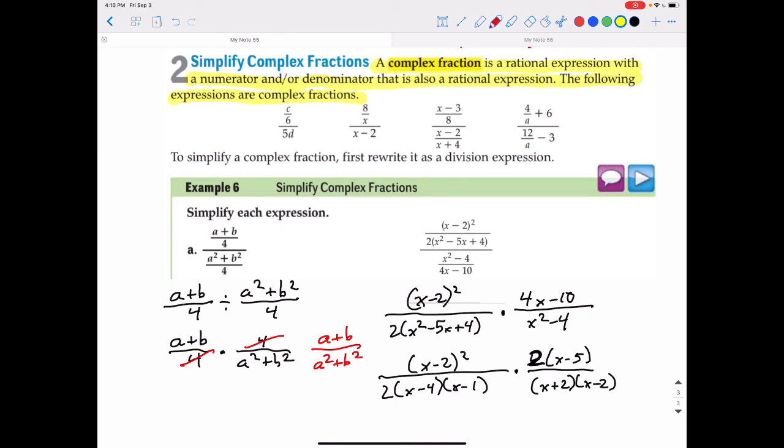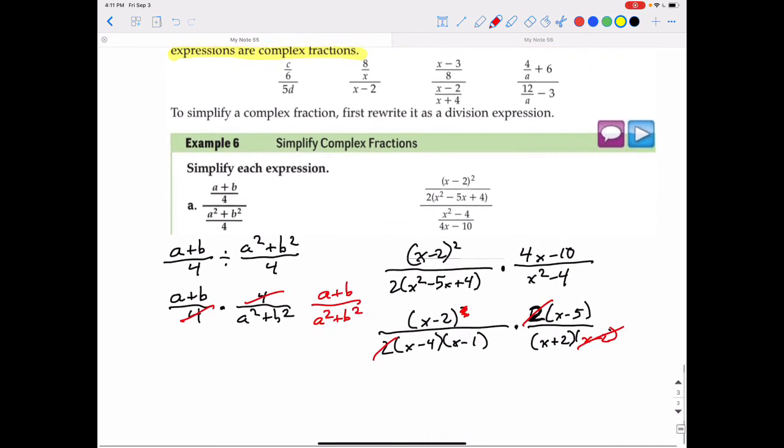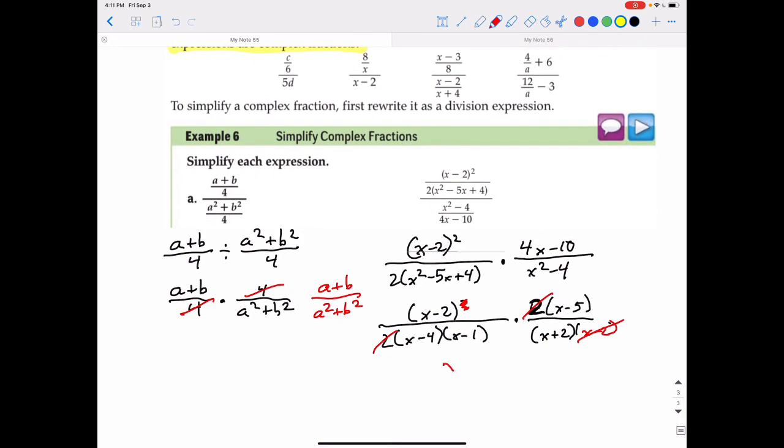And then what cancels out? Well, not a whole lot. This x minus 2 can cancel out with one of these x minus 2's. And these 2's can cancel out, and that is really it. So once I multiply it all together, I will have x minus 2, x minus 5 over x minus 4, x minus 1, x plus 2.